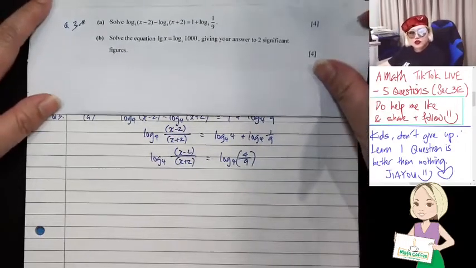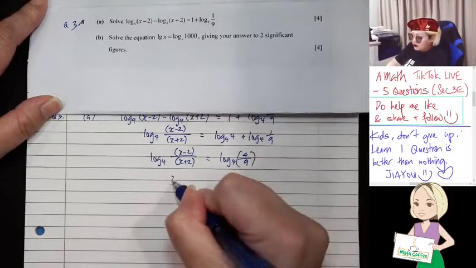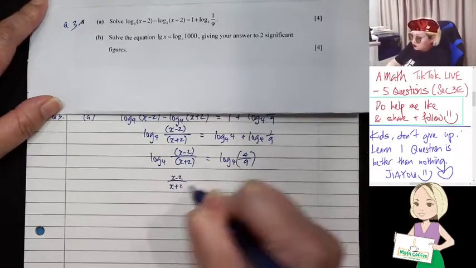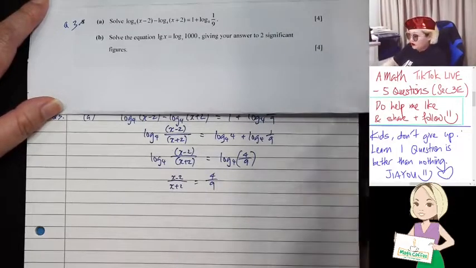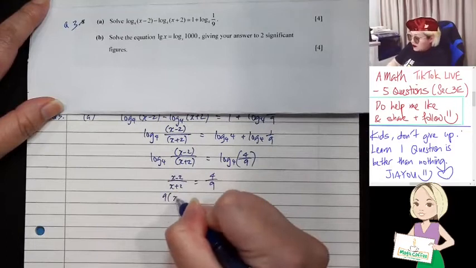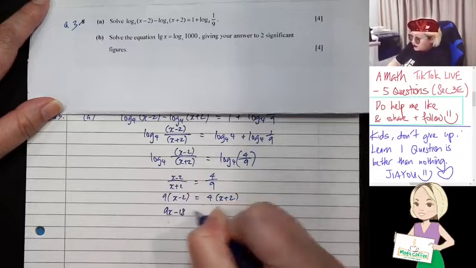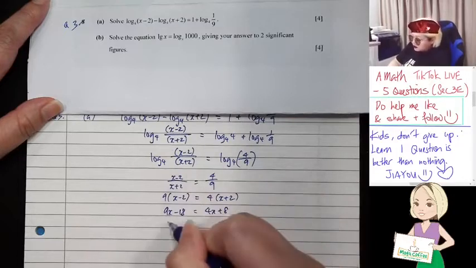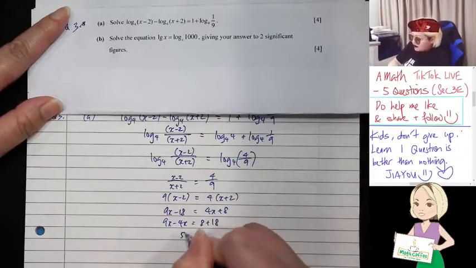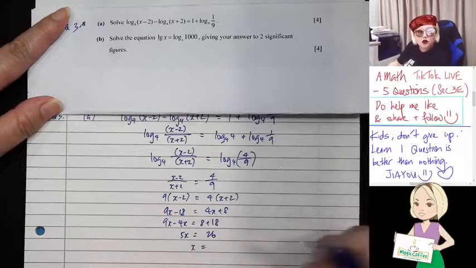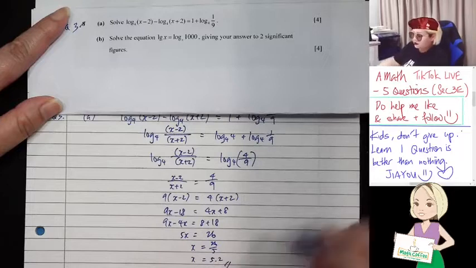Okay, so let's continue. See, both sides already single logarithm, right? So I remove the logarithm now, so it becomes (x minus 2) over (x plus 2) equals to 4 over 9. Then it becomes a normal equation. Cross multiply, 9 times (x minus 2) equals to 4 times (x plus 2). So I have 9x minus 18 equals to 4x plus 8. So 9x minus 4x equals to 8 plus 18. So 5x equals to 26. x is equals to 26 over 5, which is equals to 5.2. And we are done.